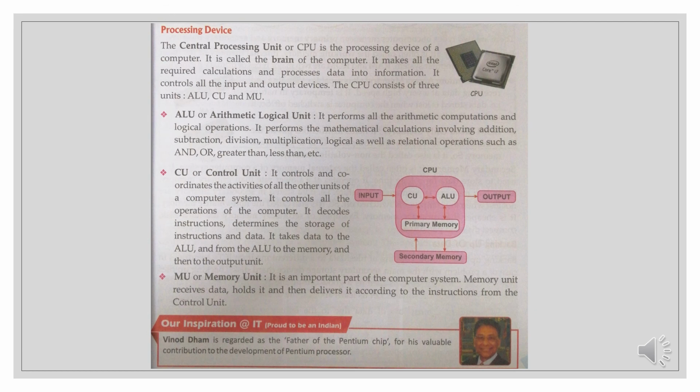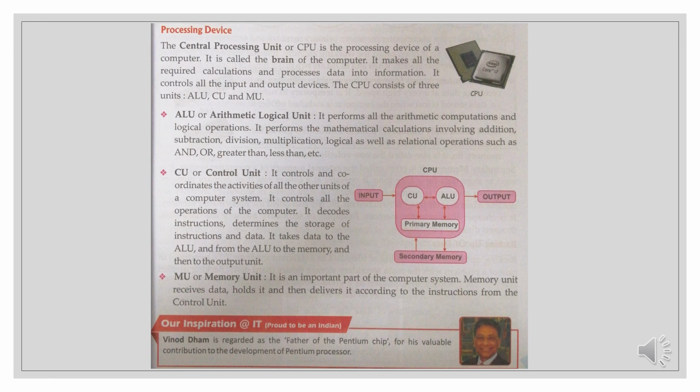ALU processes data. Arithmetical and logical operations are performed in ALU, and from there the information is transferred to the memory and from the memory to the output unit, and all these are controlled by the control unit. Next is the memory unit. It is an important part of the computer system. Memory unit receives data, holds it and then delivers it according to the instructions from the control unit.